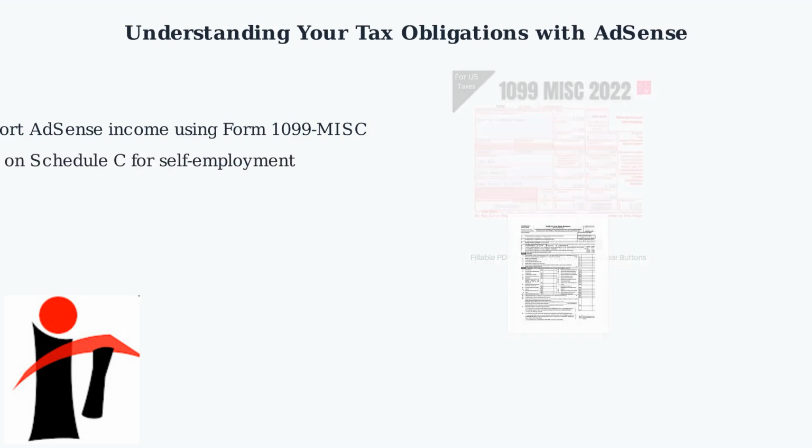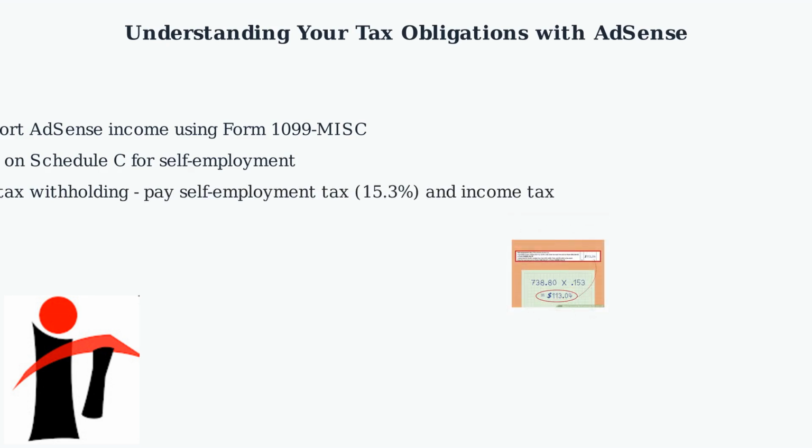Typically, you'll report this income on Schedule C, which is used for self-employment activities. This form helps calculate your business profit or loss. Important to remember that AdSense does not withhold taxes from your payments. You're responsible for paying self-employment tax, which is 15.3% on your net earnings, plus income tax based on your tax bracket.